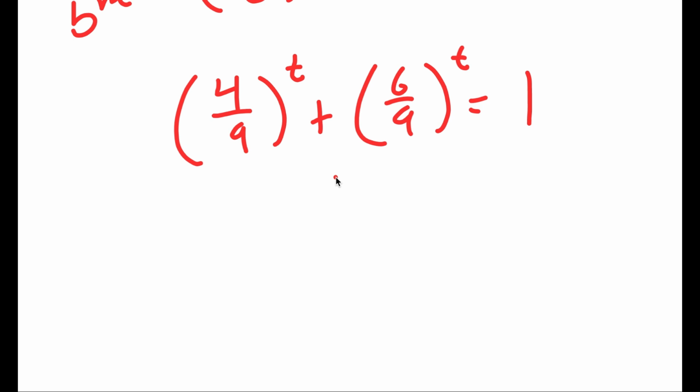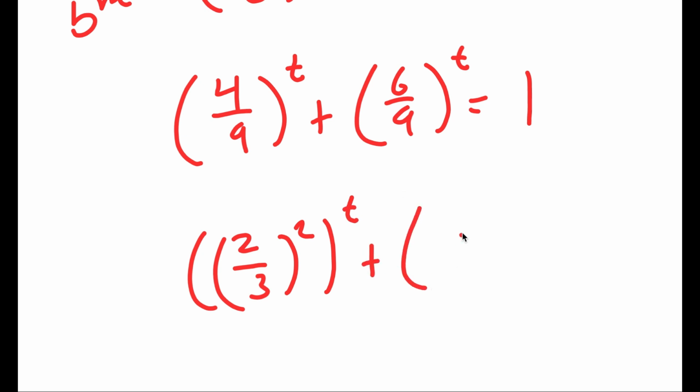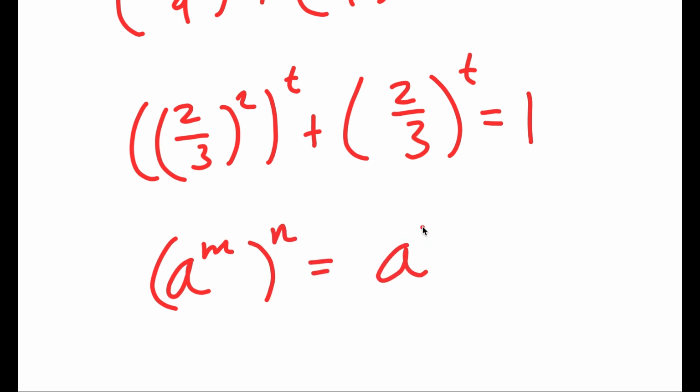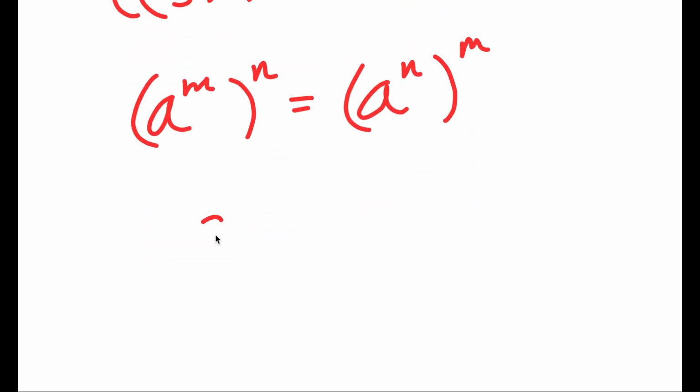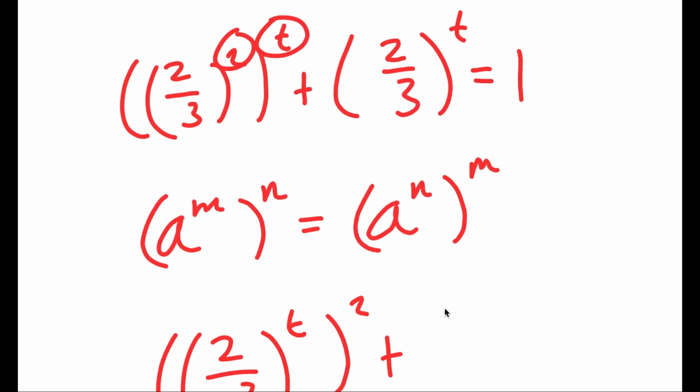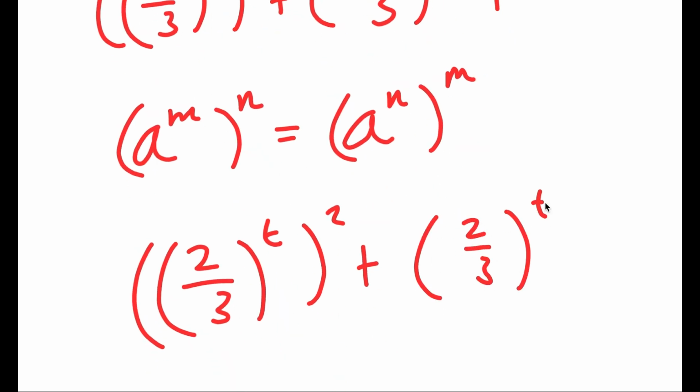Now from here, 4 over 9 I can rewrite as 2 over 3 squared. And 6 over 9 I can simplify to 2 over 3. And if I have something in the form a to the power of m to the power of n, this is the same thing as a to the power of n to the power of m, meaning I can switch the places of these two. So now I have 2 over 3 to the power of t to the power of 2 plus 2 over 3 to the power of t is equal to 1.